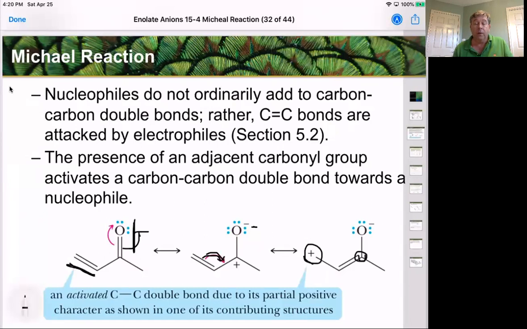Okay, so you'd think that the carbonyl carbon was where all the positive charge lies, but when that double bond is in conjugation with the carbonyl, we have a chance of alkylating at this carbon with the oxygen on it, or the carbon at the beta position. And in the Michael reaction, it always adds at the beta position.